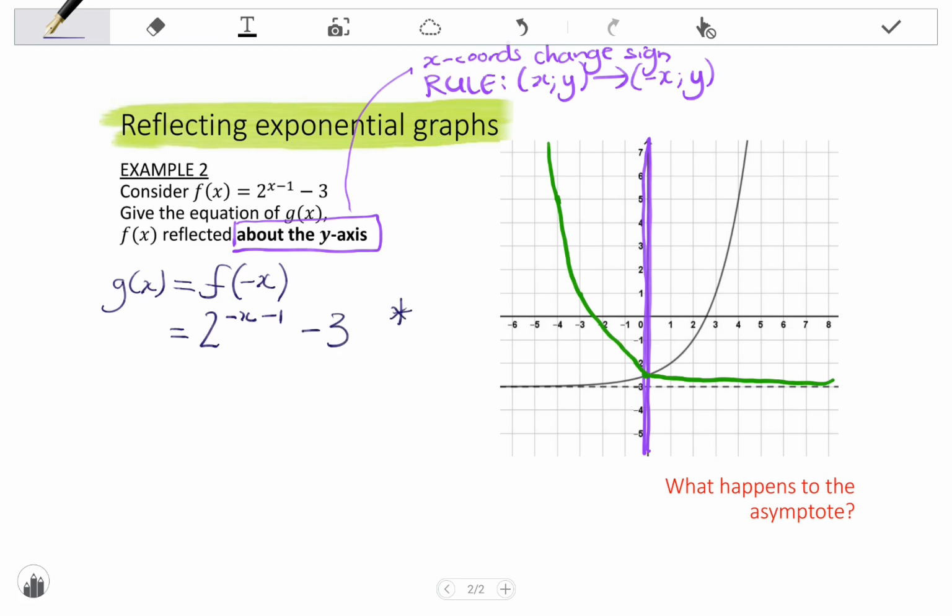Now that is not in standard form, because we have a coefficient on x. So that means we need to factorize out that coefficient of x, and we are then left with negative, bracket, x plus 1, minus 3. Still not standard form. So we need to apply this negative to the base.